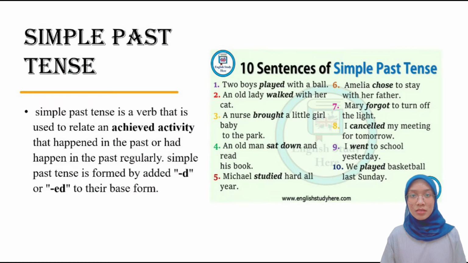Simple past tense is a verb form used to relate an achieved activity that happened in the past or had happened in the past regularly. Simple past tense is formed by adding d or ed to the base form. As an example, two boys played with a ball. The simple past tense underlined word is played. The next example is an old lady walked with her cat. The simple past tense underlined word is walked.